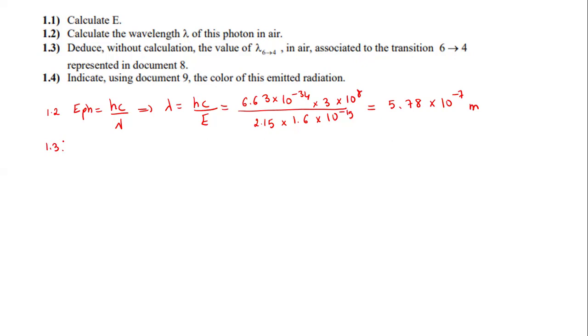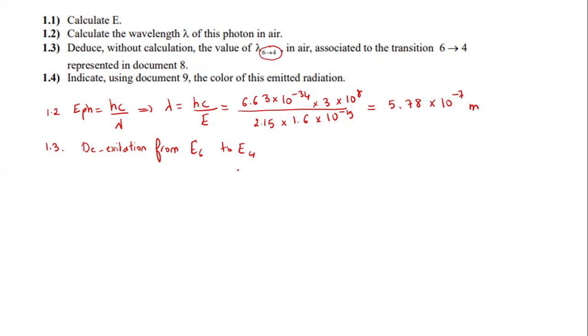Part 1.3. Deduce, but without calculation, the value of lambda in air associated with the transition 6 to 4 represented in document 8. First thing, I notice that it is doing de-excitation, from 6 going down to 4. So in order to know the corresponding lambda, first I will say that we're doing a de-excitation from E6 to E4.